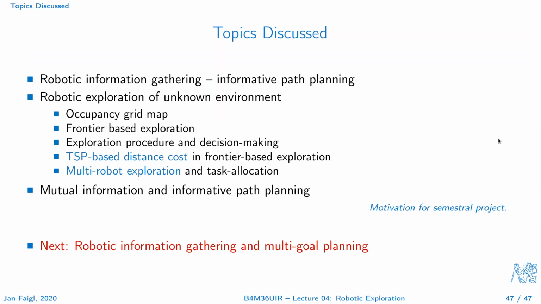So let me summarize the lecture. You should acquire some notion of robotic information gathering that can be formulated as informative path planning. And we spent some slides on robotic exploration, where you became familiar with the occupancy grid, basically frontier-based exploration, and relations to the decision-making parts, and how it affects the performance of the exploration.